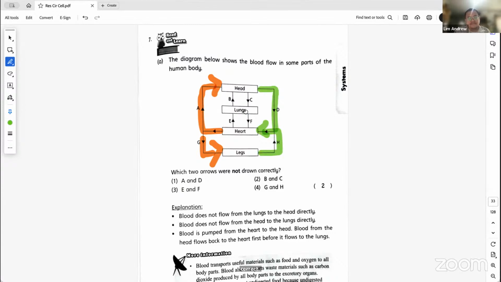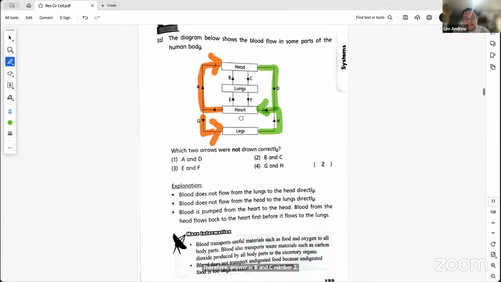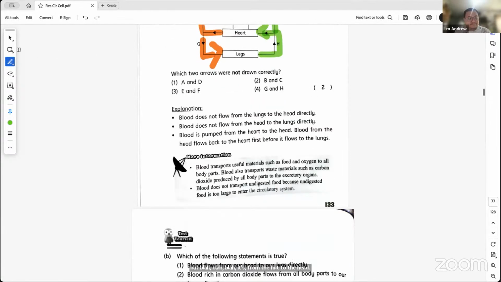Now, this is the portion. All body parts will always go to the heart first before it goes to the lungs. But in this case, our dear head here has two arrows going directly to the lungs, which is wrong. Therefore, the answer is B and C. Number 2, blood doesn't flow from the lungs to the head directly. Blood is instead pumped from the heart to the head. All right. Let's carry on.